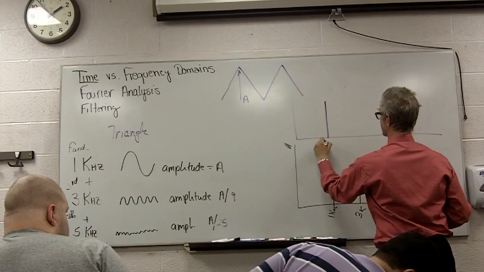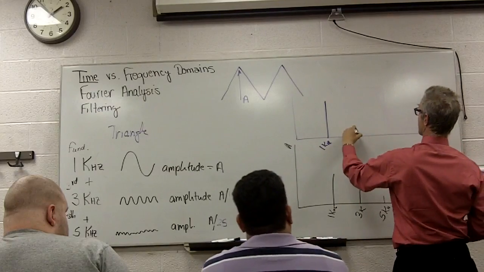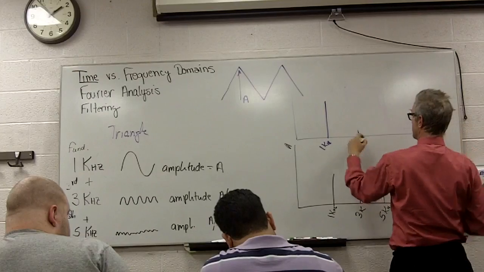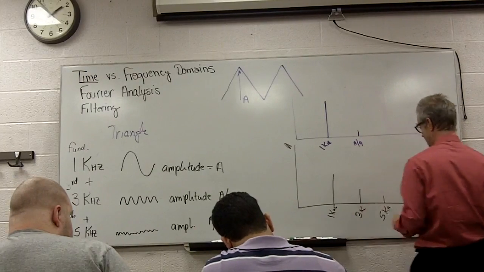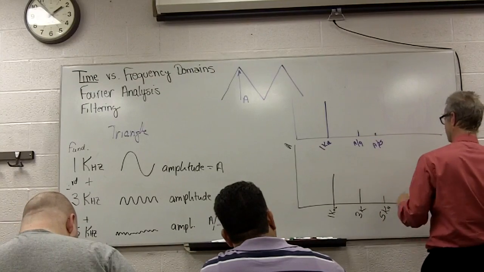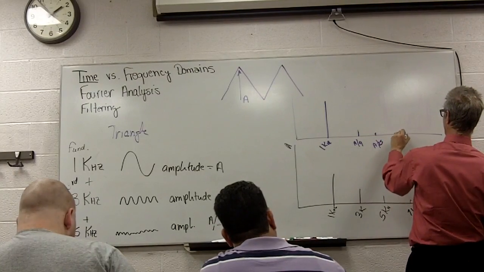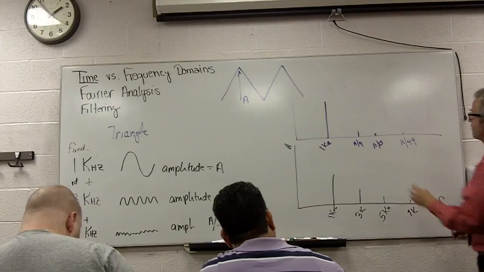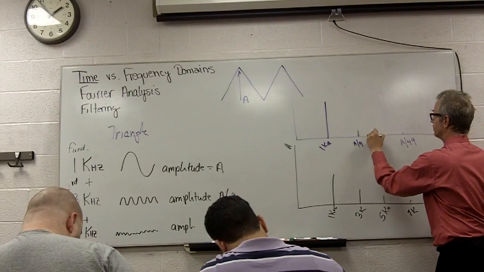Okay, 1 kilohertz. At 3K, we're going to see something even smaller. We're going to see A over 9. Here, we're going to see A over 25. Here, we're going to see what? A over 49. So look at what happened to our spectrum.